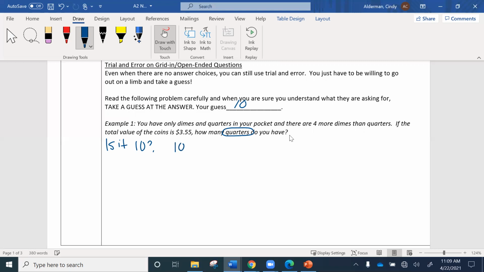If we had 10 quarters, a quarter's worth 25 cents. Plus, now remember, we have 4 more dimes than quarters. So if we have 10 quarters and we have 4 more dimes, we would have 14 dimes, and dimes are worth 10 cents. So if you add that up, you're going to get $3.90.